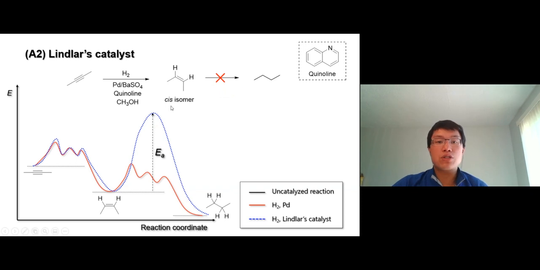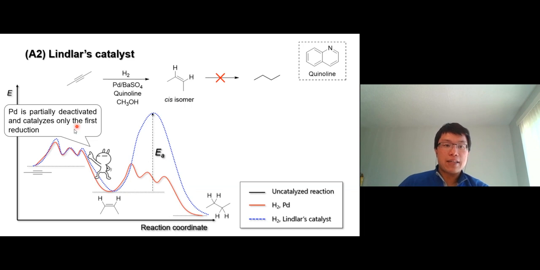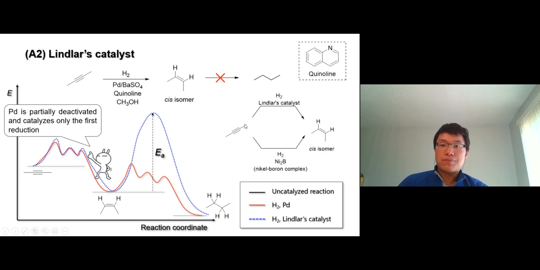All right. So basically, you stop with a cis alkene. Partially deactivated, it catalyzes only the first addition. Right, and you can write it just like this, so you don't have to memorize the whole thing. Just write down hydrogen gas and then Lindlar's catalyst. We know what Lindlar's is, it's the person's name. Okay. Another way you can do this is to use hydrogen gas and nickel boron complex, Ni2B. That's the same thing as Lindlar's catalyst. All right, either one works for you. Pick the one that you like. Okay. So Lindlar's catalyst will give you a cis alkene.